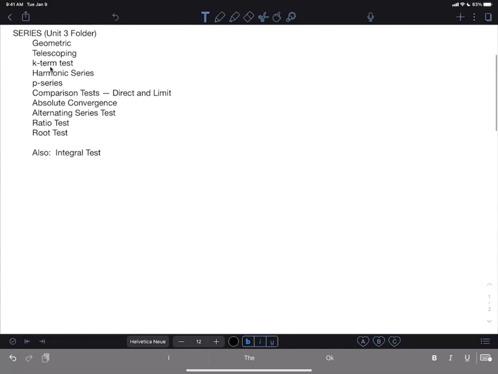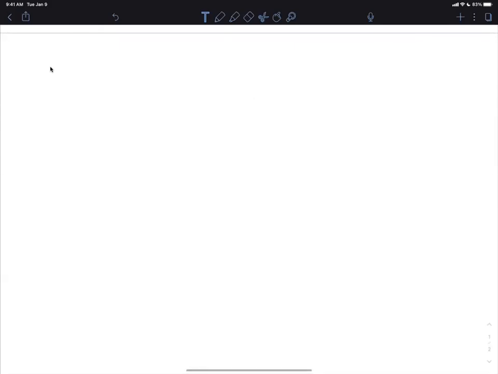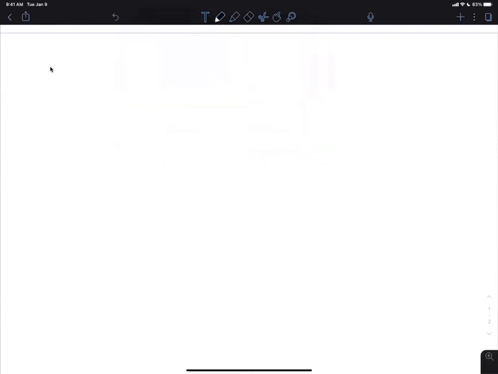But let's talk about the ratio and the root test. So we're going to write it out. Let's get rid of this. All right. So when we talk about the ratio and the root test, these are two different tests, but they're actually based on the same idea. And so that's one of the reasons we study them together.